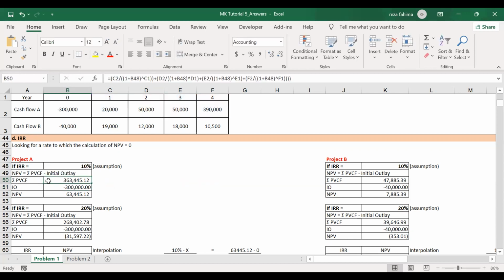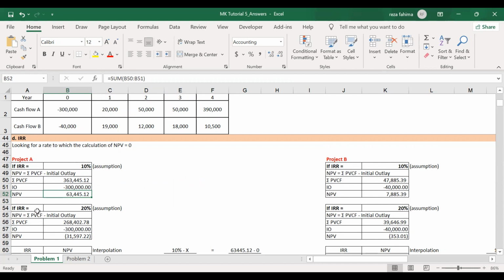It is 363,445.12, and our investment, it is stated in the question, is 300,000, and the NPV is we're subtracting the PVCF with the initial outlay, and then we get this 63,445.12 for the NPV for project A if the IRR that we have assumed is 10%.